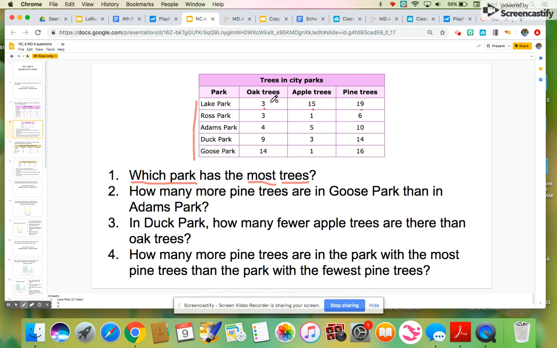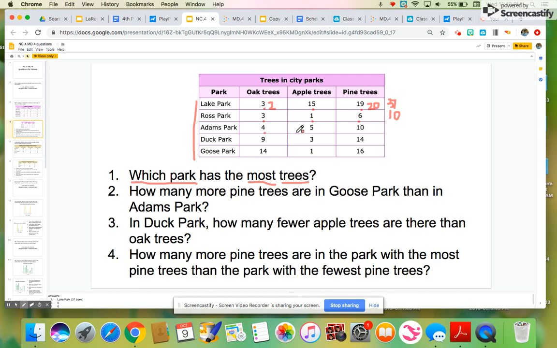I'm going to do that by trying to move some of my numbers around to make them easier to add. So I'm going to take 1 away from my 3 and make it a 2, and I'm going to add it over here to my 19 to make it a 20. That just makes it a little easier to add. So now I can do 20 plus 15 is 35, and 2 more is 37. When I add up Ross Park, 3 plus 1 is 4, and 6 more is 10. So there are a total of 10 trees in Ross Park.